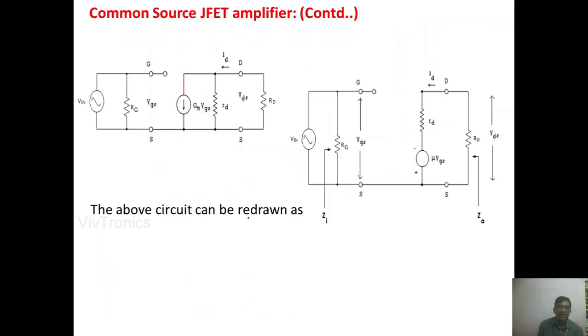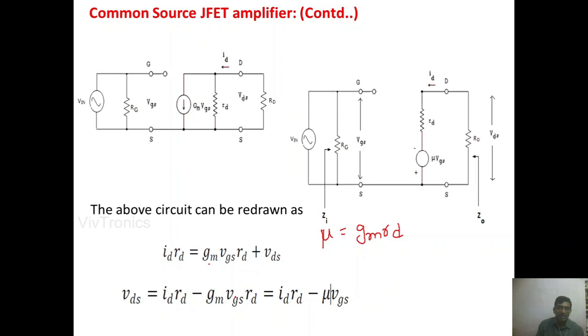Now the above circuit can be redrawn like this. How can we redraw it? A current source with a parallel resistance can be replaced with a voltage source with a series resistance. Here we have ID RD equals gmVGS RD plus VDS. So what is gm into RD? That is nothing but mu, where mu is equal to gm into RD.